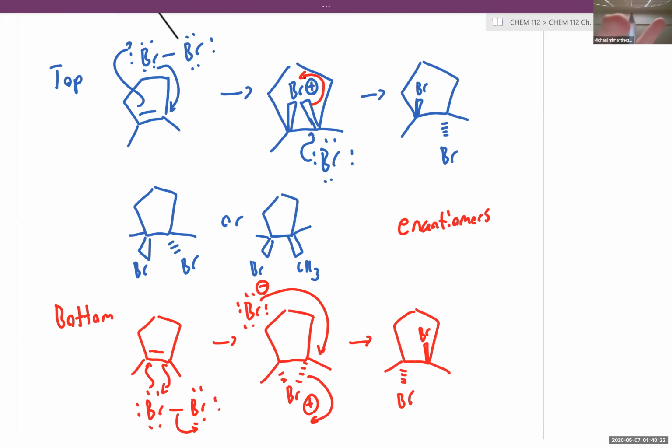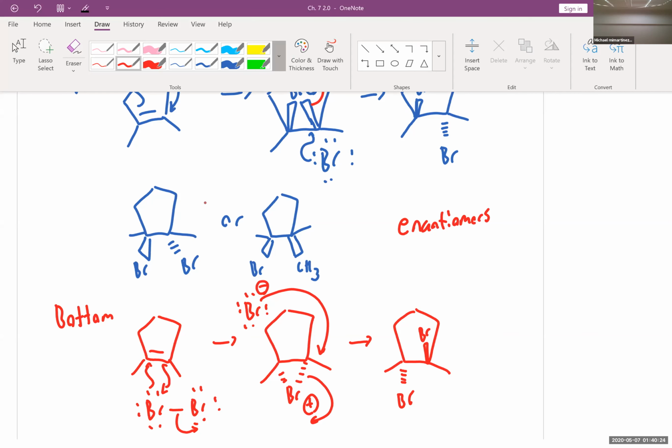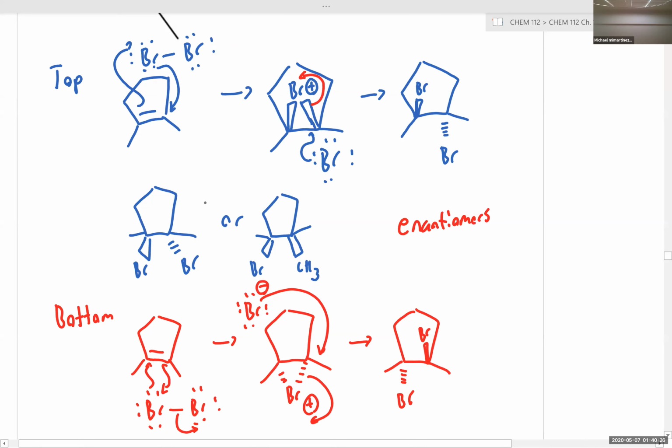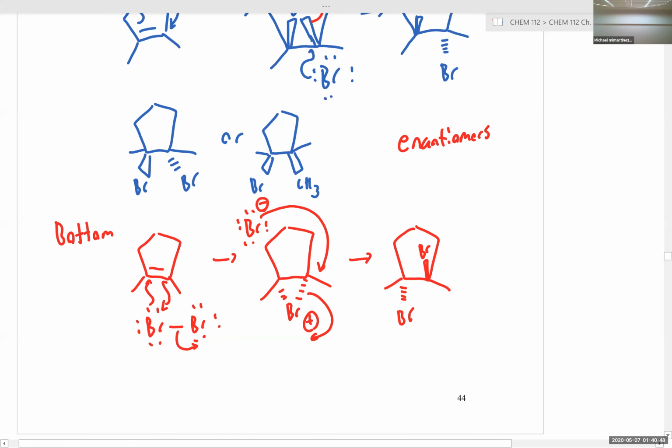Perfect. So always make sure to indicate your enantiomers and then check to see if your enantiomers are meso or not. So looking at this molecule, after rotation, these two molecules are not superimposable.